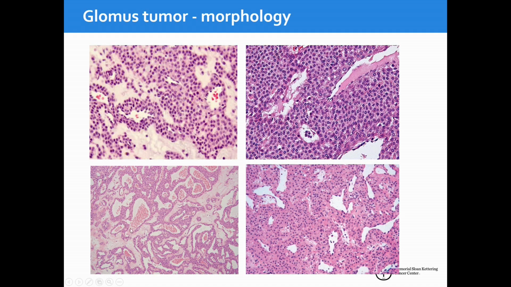Sometimes they can show these large cavernous spaces, in which case the term glomangioma is used. In certain instances, they can show sheets of cells with vessels showing the staghorn-like HPC-like vascular pattern. We use the term glomangiopericytoma in this case.